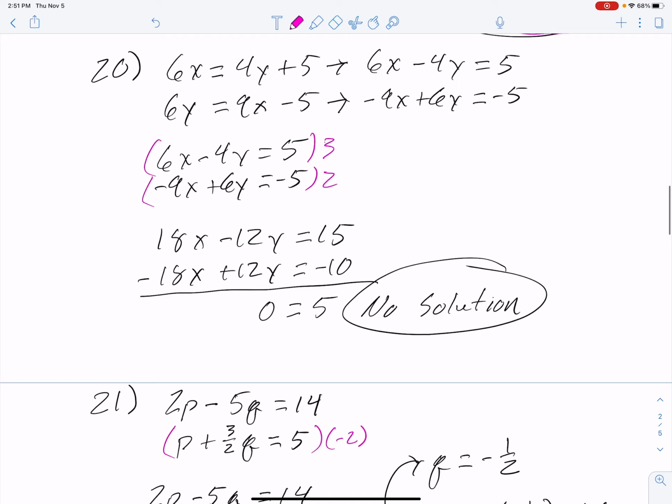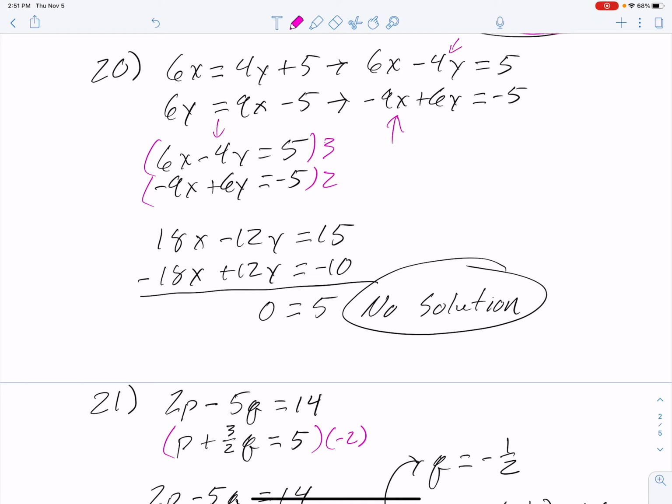Now, the rest of these problems are like that situation that I was telling you about where they, for some reason, jumble up the order. So the first equation, I subtracted 4y to get this into ax plus by equals c form, subtracted 9x to get my second equation into ax plus by equals c form, and then I decided that I was going to cancel my y's since they already had opposite signs.